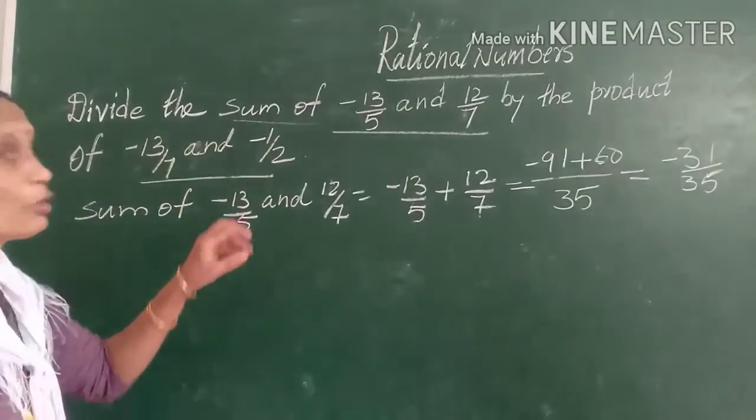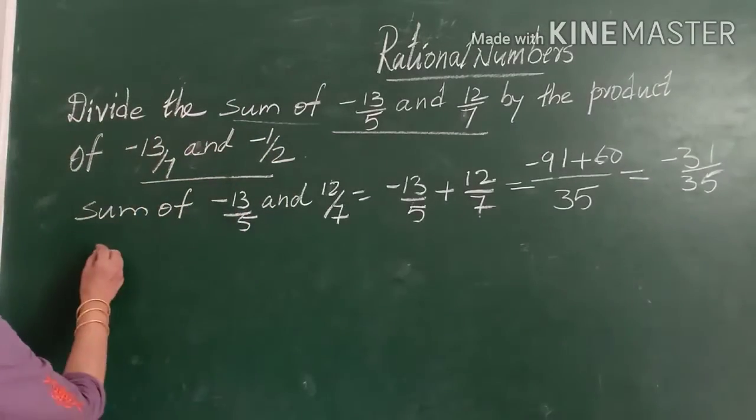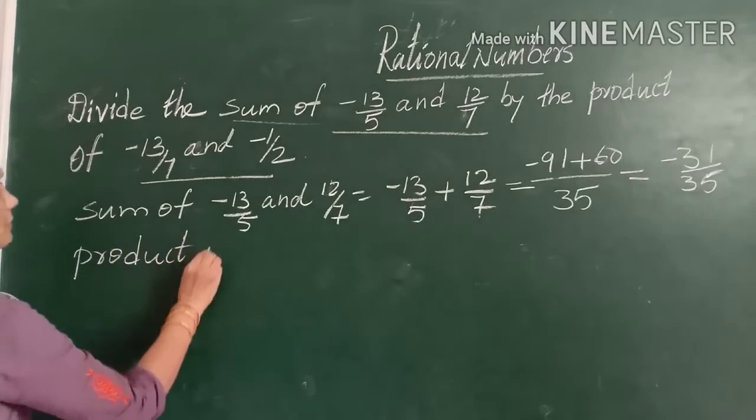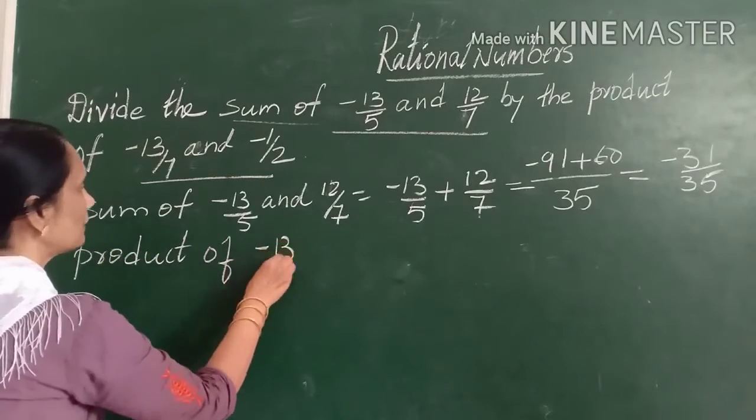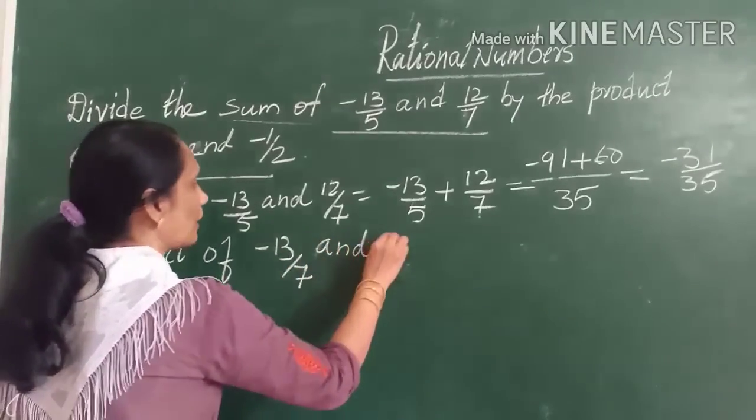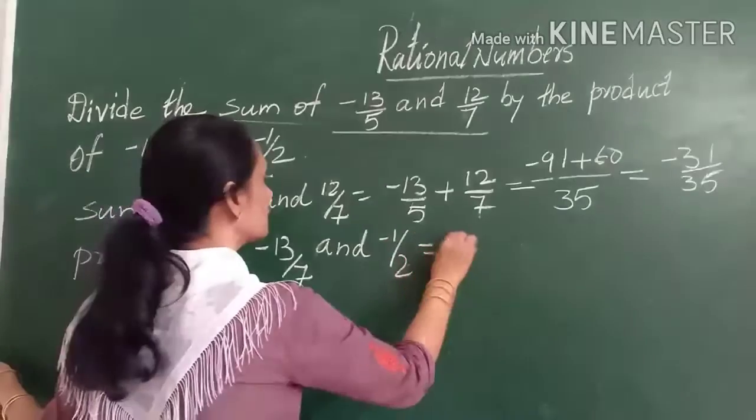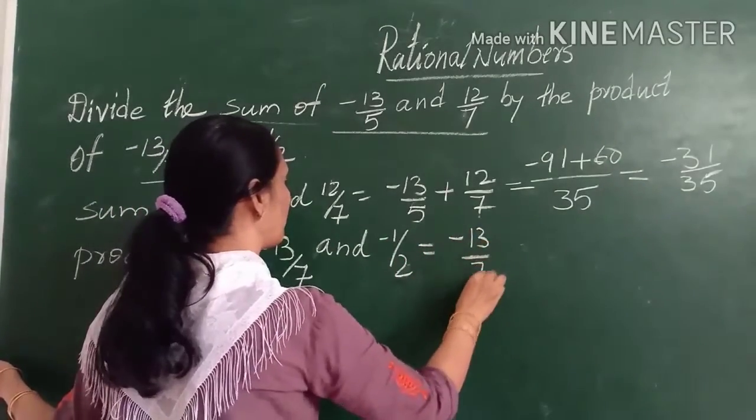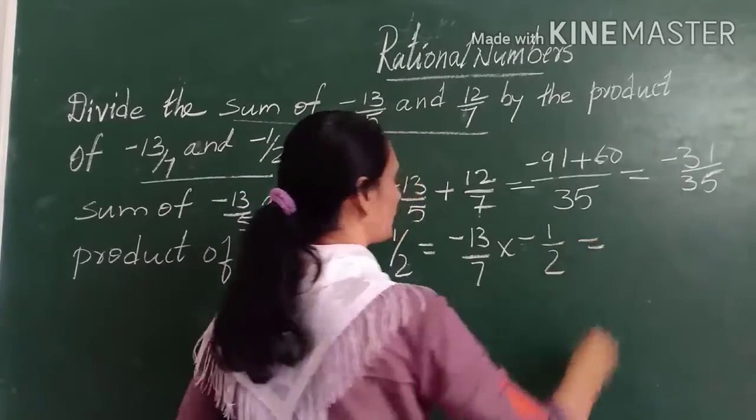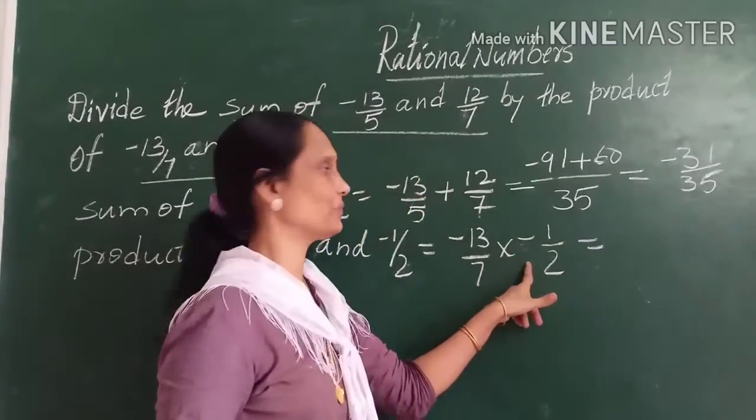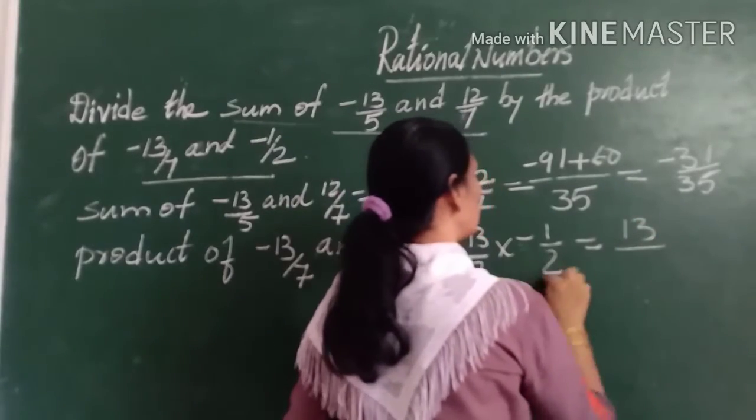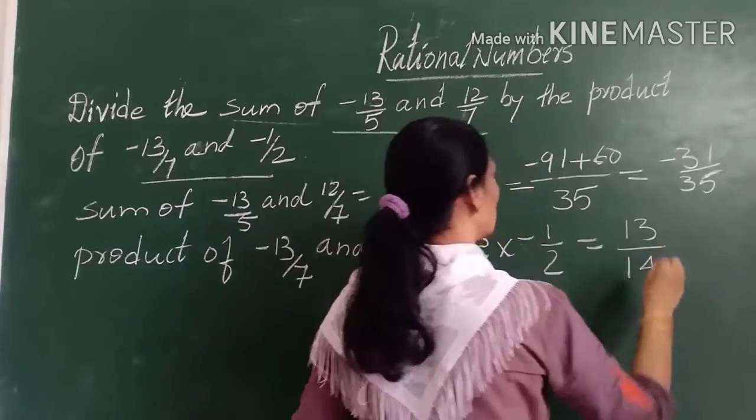Okay, let us find out the product of these two numbers. So product of minus 13 by 7 and minus 1 by 2. That means minus 13 by 7 into minus 1 by 2. Okay, you know that minus into minus is positive. And 13 ones are 13. And 7 twos are 14.